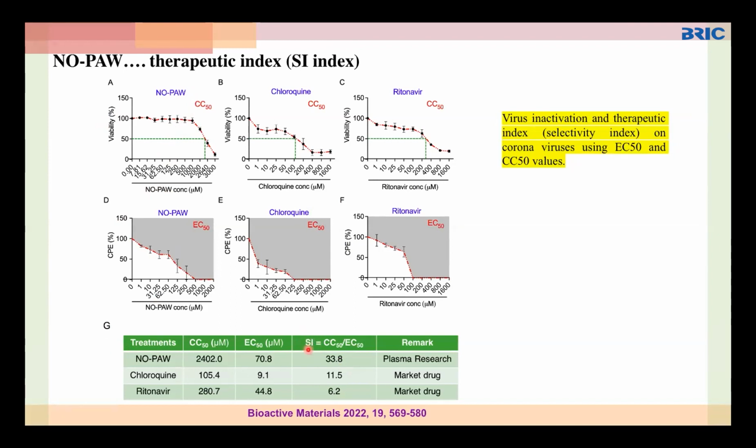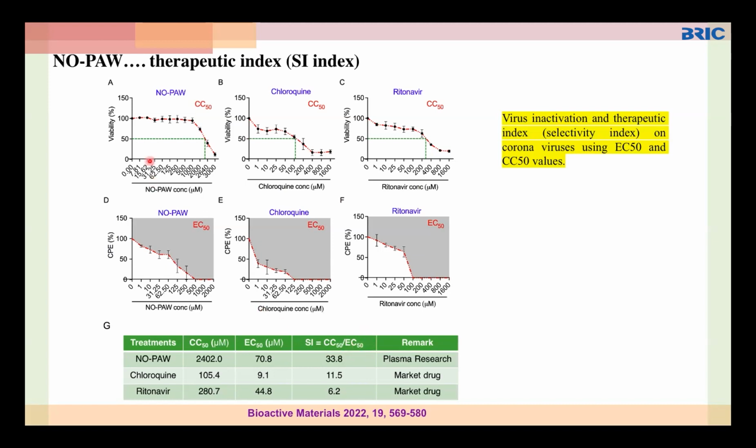For calculating the selectivity index, we have to measure the cytotoxic concentration 50 and the effective concentration 50. Cytotoxic concentration 50 is calculated on human host cells, to see whether this agent is cytotoxic or not. And effective concentration 50, that we call EC50, is based on virus inactivation, so whether this agent can reduce viruses or not.